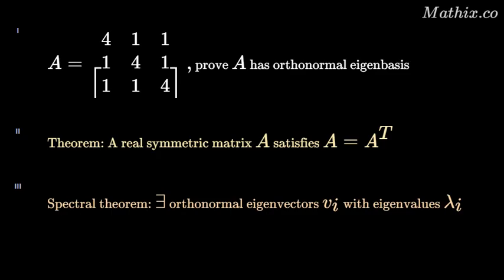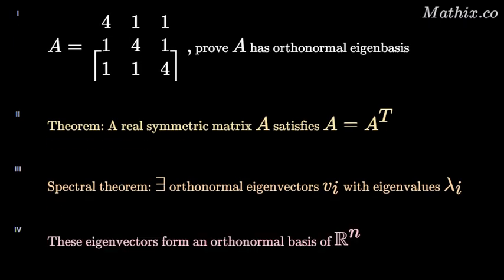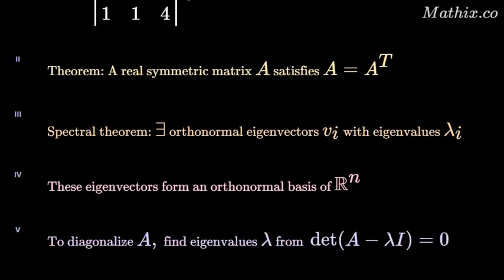A key fact is that a real symmetric matrix satisfies the property that it equals its own transpose. The spectral theorem states that any real symmetric matrix has eigenvectors that are orthonormal and correspond to real eigenvalues. These eigenvectors form an orthonormal basis for the entire space of real n-dimensional vectors.